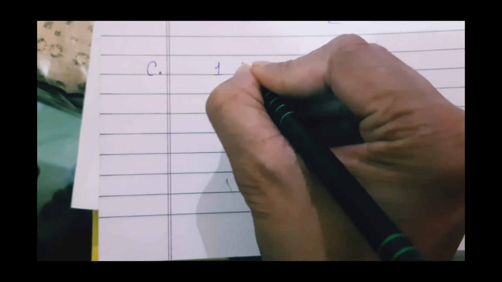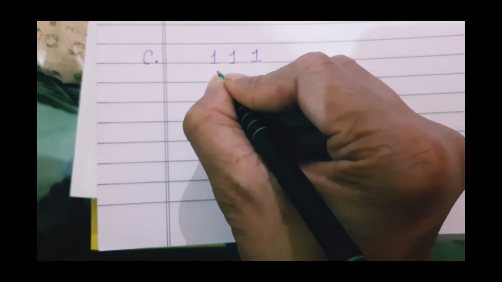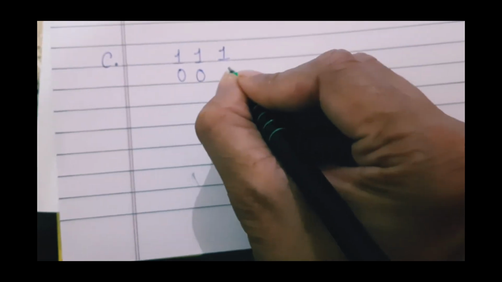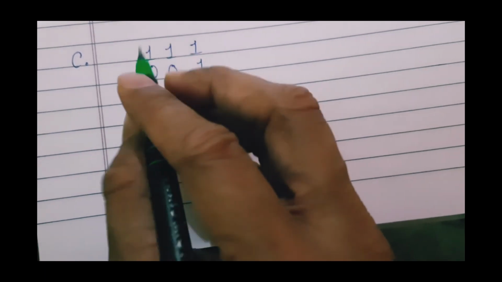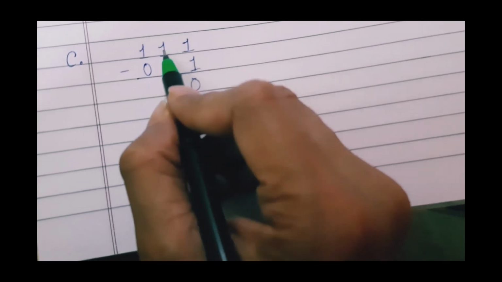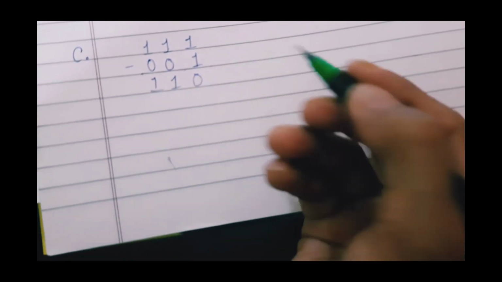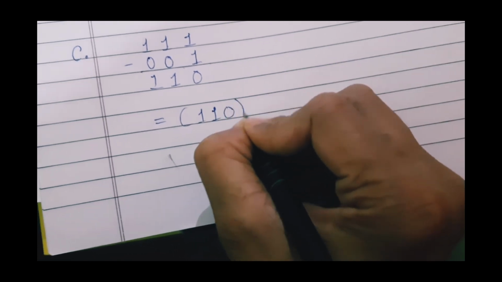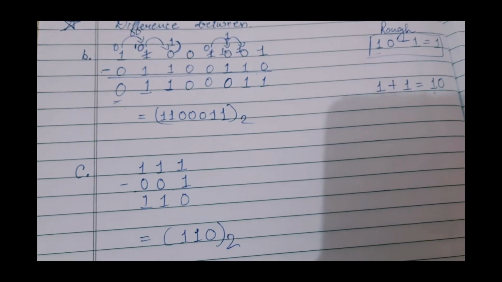Here I am going to write another sum of C part: 1, 1 and 1. And the second number is 0, 0, 1. So this number is going to be subtracted from the above number. 1 minus 1 is 0. 1 minus 0 is 1. 1 minus 0 is 1. Simple. The answer is 1, 1, 0. So here your subtraction part is also completed.